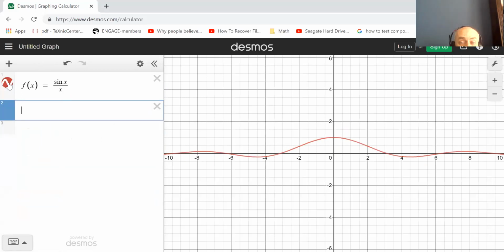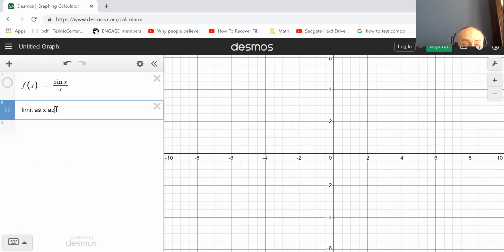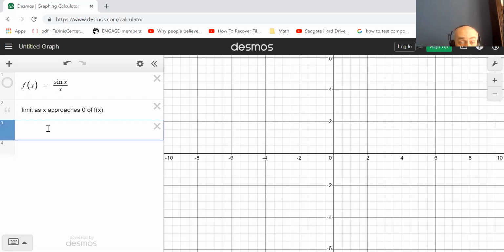And I'm going to turn off that thing there, and I'm going to say here, let's calculate the limit. So again, I'm going to put a note to myself: limit as x approaches 0 of f of x. And I'm going to calculate the limit by using a table of values.